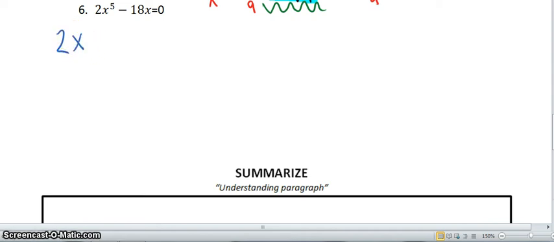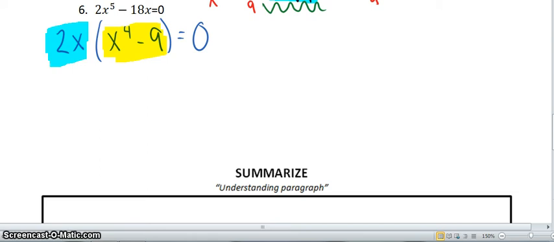Continue to rewrite that problem then by asking yourself what's left over. 2x times what gives you 2x to the 5th? Should have 4 more x's. 2x times what gives you negative 18x? That should be minus 9. And that's equal to 0. Now if you think about this, this is again going to be a difference of two perfect squares.